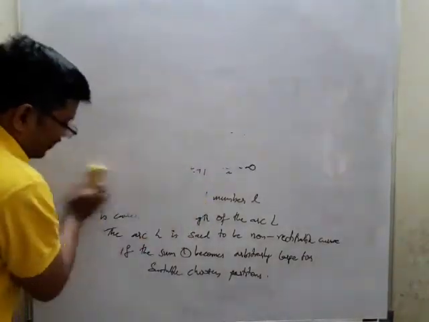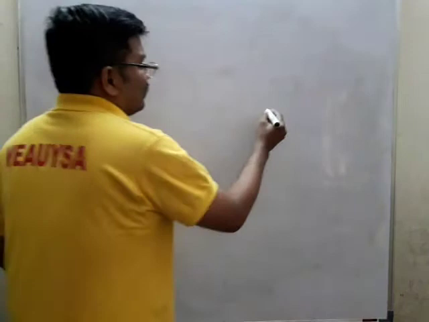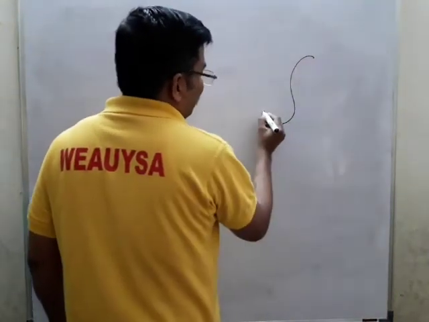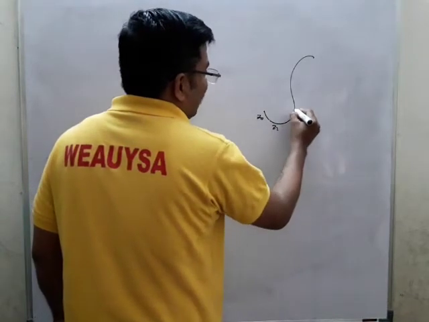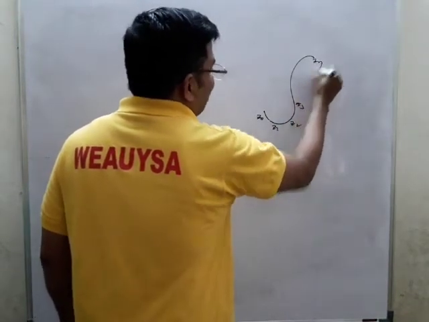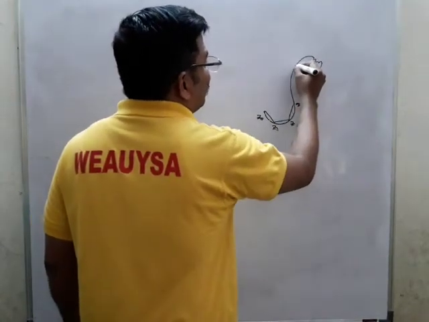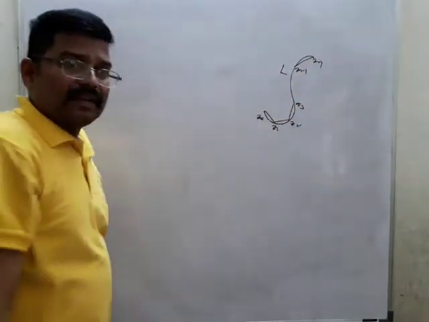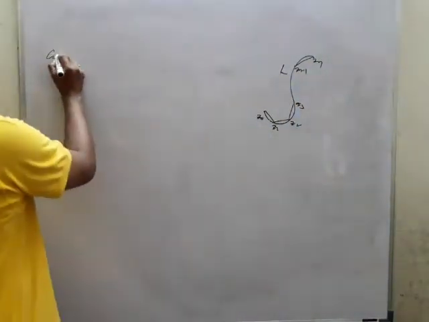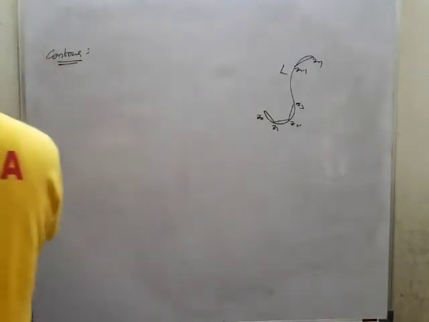We get another concept after rectifiable curves: the contour. We have already chosen it in this form. This is a rectifiable curve, Z0, Z1, Z2, Z3 and so on up to Zn, joining of the arcs like this, and you get Zn minus 1. This is the rectifiable curve we have chosen. Now, what is a contour? Contour is another important concept that we need to understand.